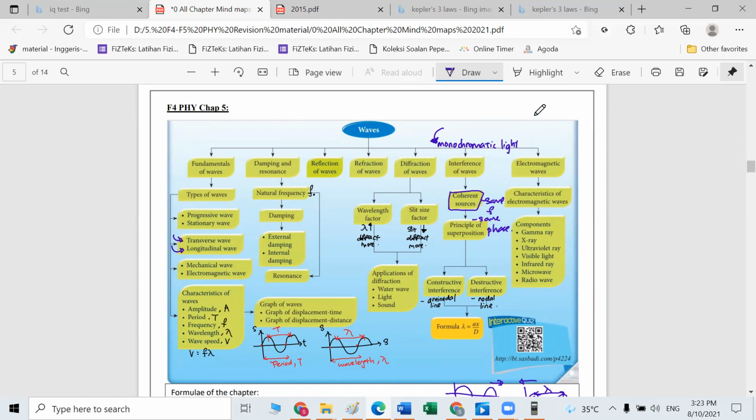Okay. Mono means one. Chromatic means one color or one frequency. Then monochromatic light could be the coherent source of the interference. Okay, then this series you can memorize already. Must memorize.